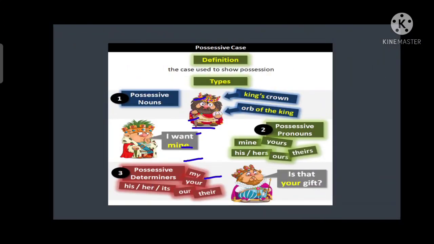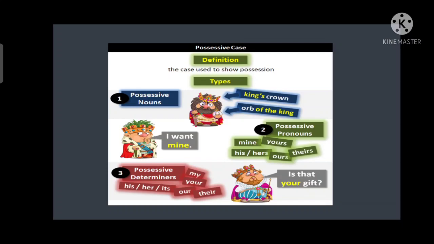Okay, now let's see the possessive case. As the definition is already told, the case used to show possession is known as the possessive case. Now let's see the types of possessive case. Here basically you can see three types of possessive case: possessive noun, possessive pronoun, and the third one is possessive determiners. Along with these, examples are given.